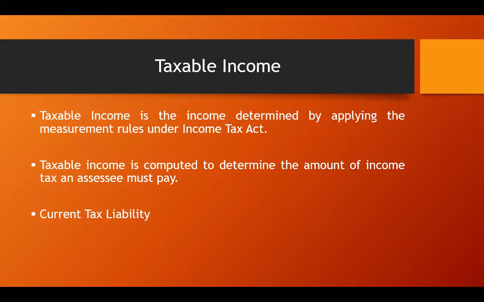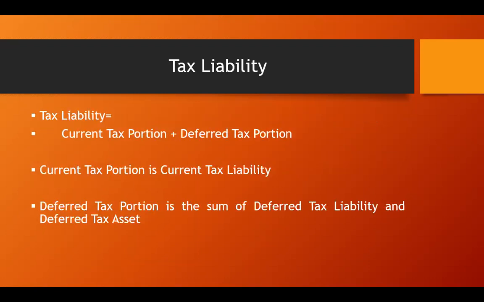Okay, so taxable income is computed to determine the amount of income tax an assessee must pay. Therefore, we have one concept called current tax liability. Current tax liability is the liability ascertained as per the Income Tax Act by following its provisions for that assessment year, based on the rules and regulations framed by the government by amending the Income Tax Act in the budget. This is one concept called current tax liability. We ascertain this figure by following the provisions of the Income Tax Act.